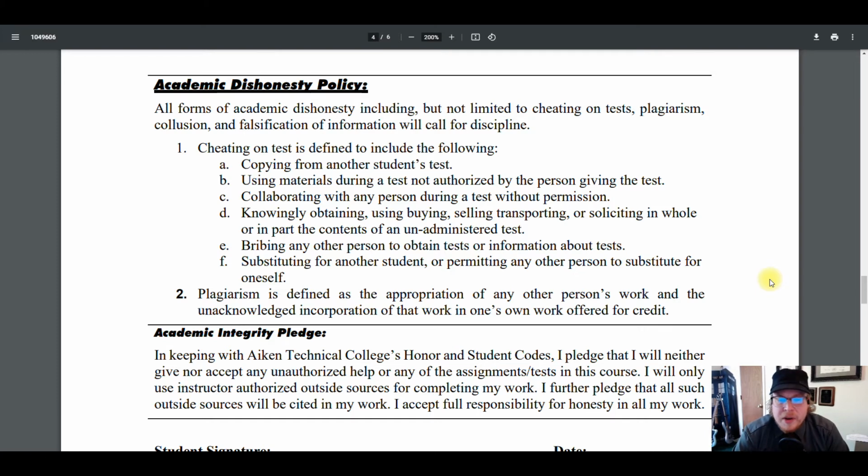Plagiarism is defined as the appropriation of any other person's work and the unacknowledged incorporation of that work in one's own work offered for credit. So what happens in plagiarism is you have quoted, alluded, or paraphrased something else without giving a citation for it. Oh, I'm talking about this. I got it from this book. I got it from this website. But you don't say that you got it from this book or this website. You just use it without attribution. It's both lying and stealing at the same time. So make sure, if you incorporate outside sources into your written work, that you include what those outside sources are.